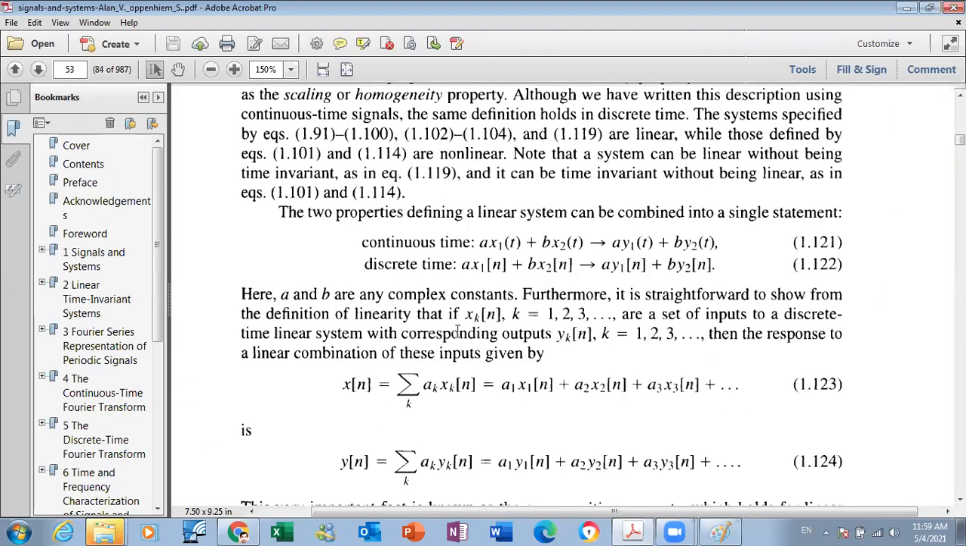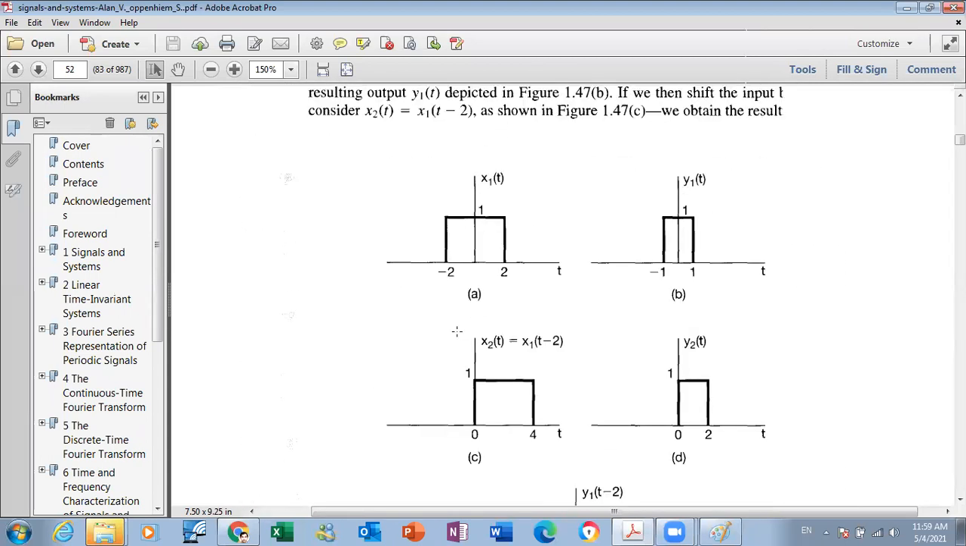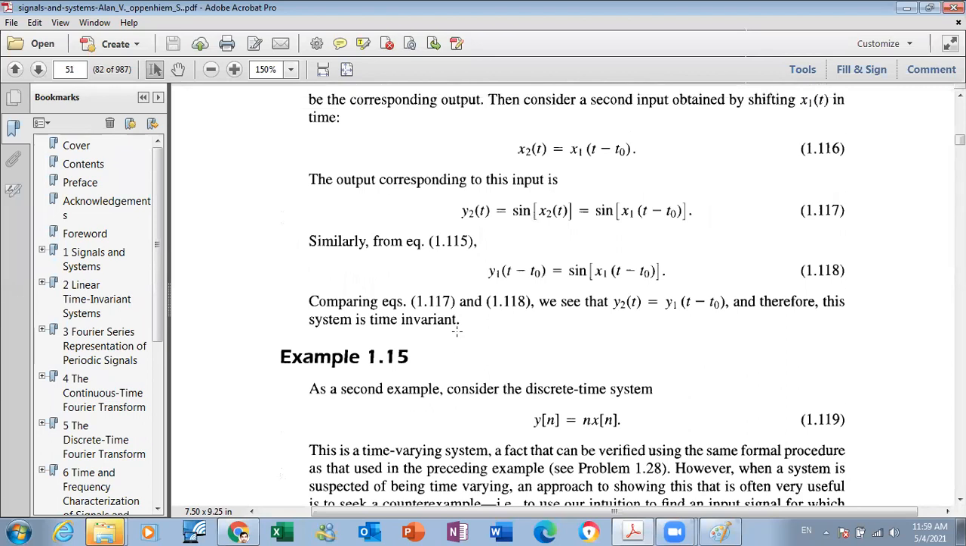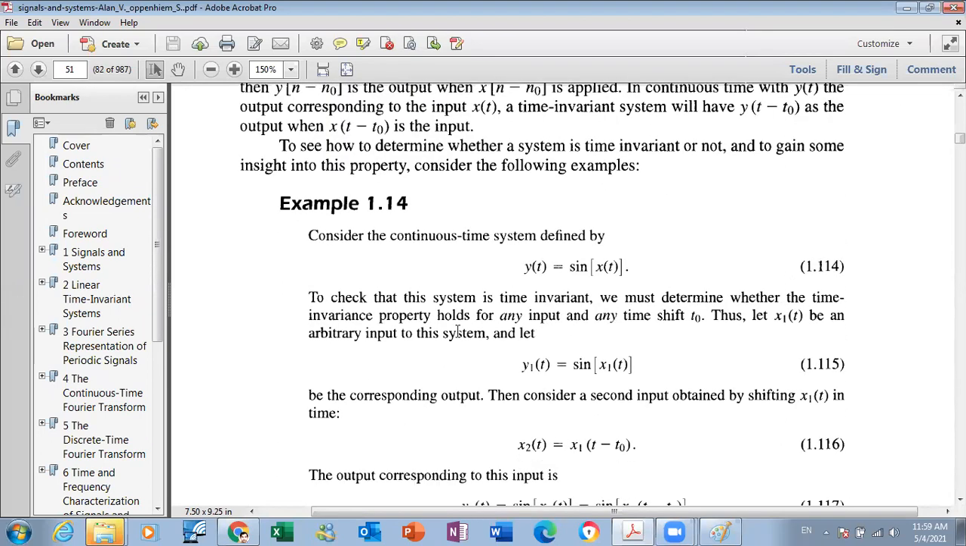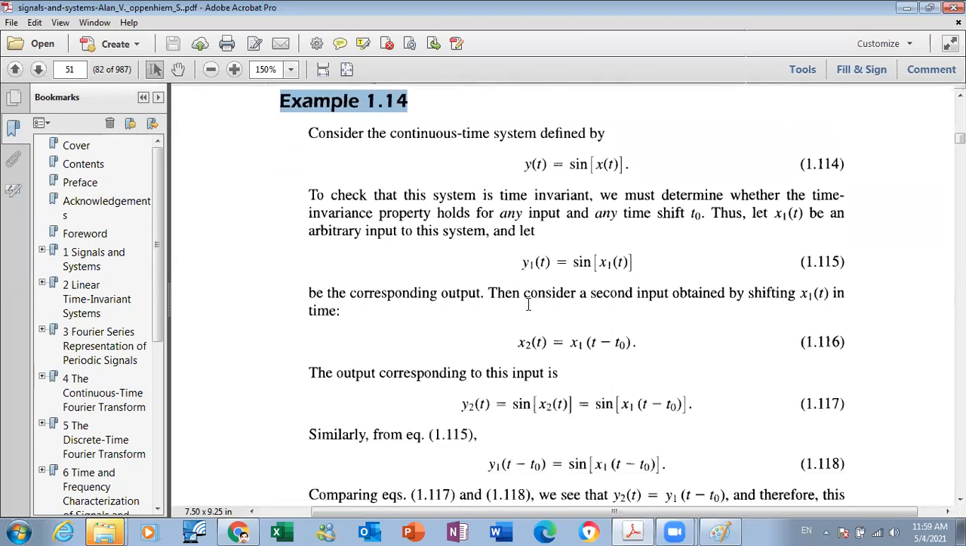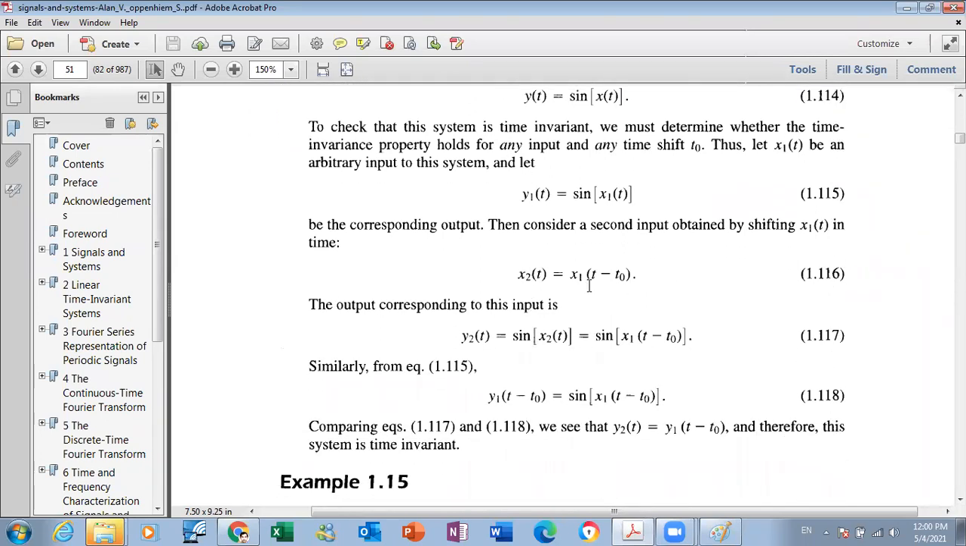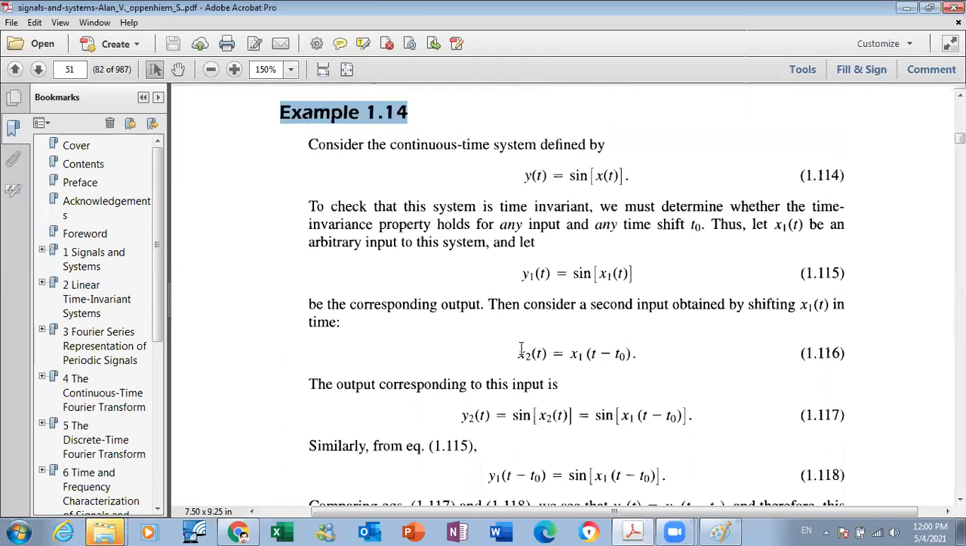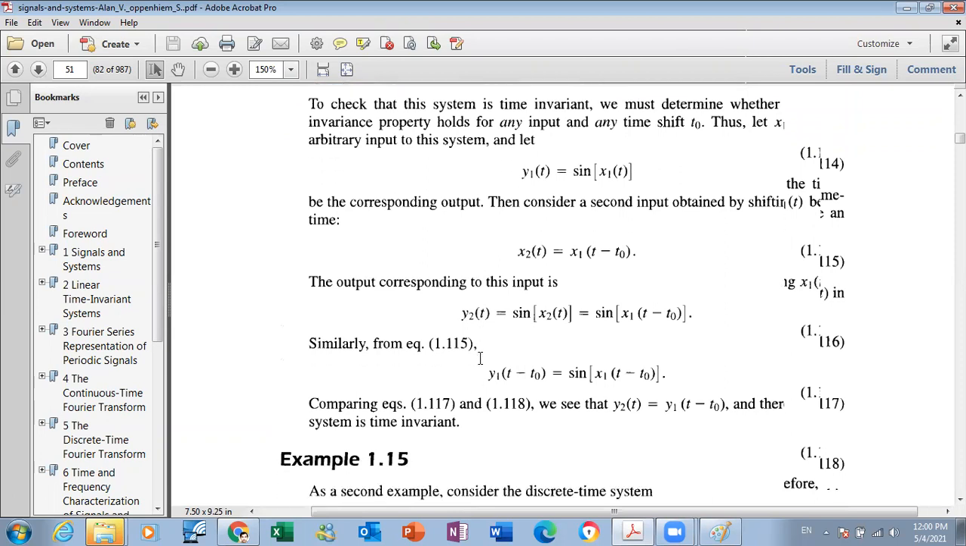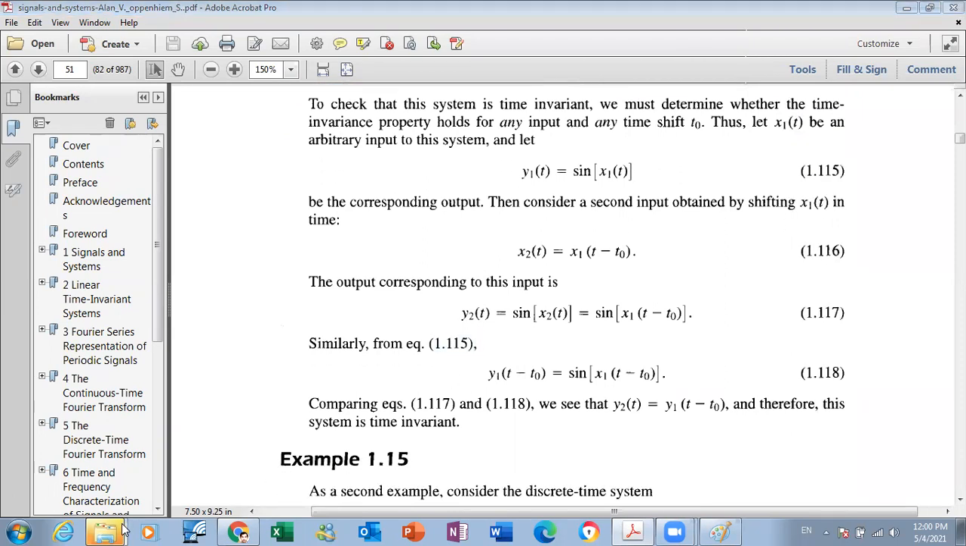And for time invariance, use the method given in example 1.14. Use this example, right? Take another input of shifted version and then calculate, right? So 1.14 and 1.17. Remember these examples.